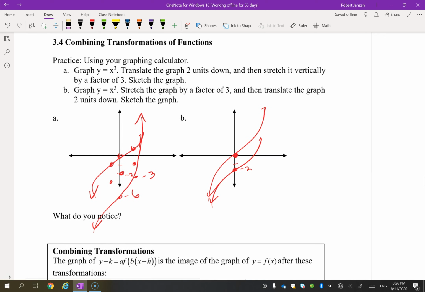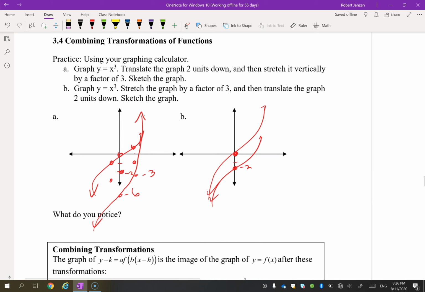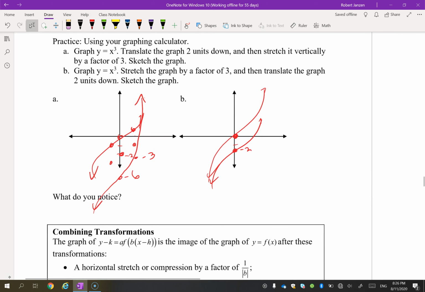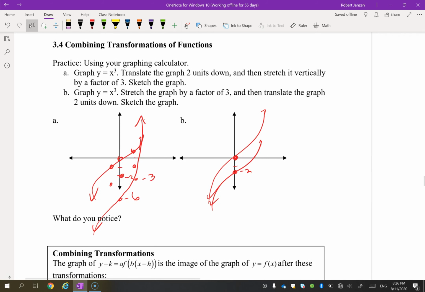The question is, which one's right? How do we know what we're supposed to do? Well, we'll go back to order of operations. What do you think you should do first? Should you go 2 down and then stretch, or should you stretch by 3 and then go 2 down? Well, hopefully it makes sense to you that you should multiply before you subtract. So multiply by 3, then subtract 2. So this one would be right, this one would be wrong.